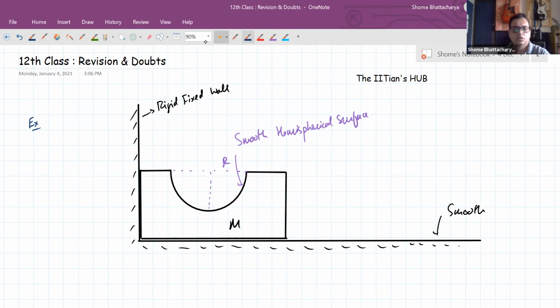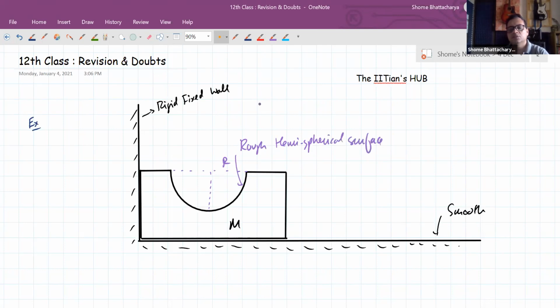Oh, sorry, this is not smooth. My mistake. You would have seen the version of the smooth one before, but it's a modified question where this is a rough hemispherical surface, whereas the ground below is smooth. Okay. So now what we do is at t equal to 0, a small spherical body, solid sphere kind of, okay, such that its radius is very small compared to this one. So a small solid spherical body is released gently from the corner point A, and we have to assume that it rolls down without slipping.